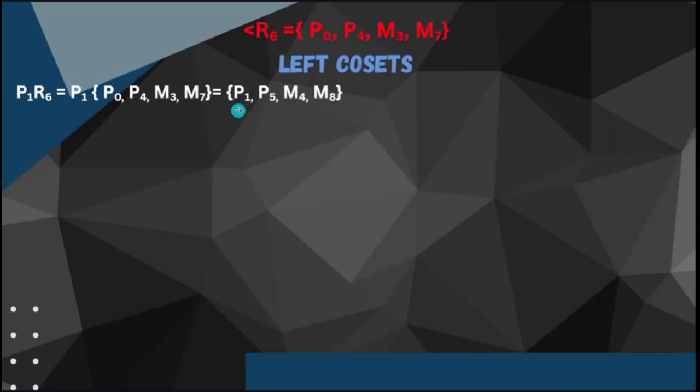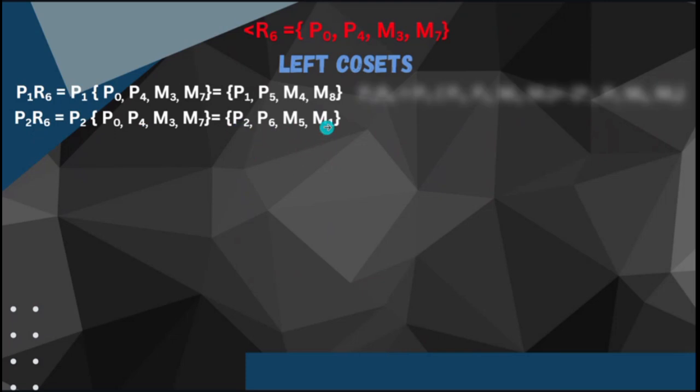The result: rho sub 1, rho sub 5, mu sub 4, and mu sub 8. For rho sub 2 multiplied by R sub 6, we have rho sub 2, rho sub 6, mu sub 5, mu sub 1. For rho sub 3 multiplied by R sub 6, we have rho sub 3, rho sub 7, mu sub 6, and mu sub 2.